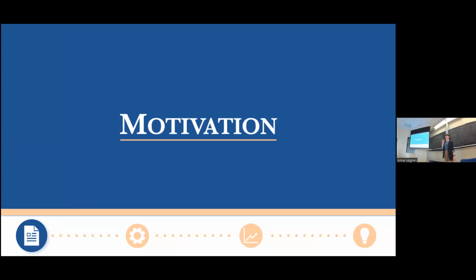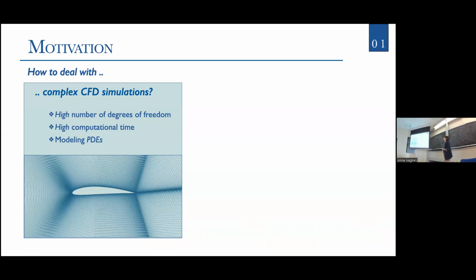Okay, I would like to start with a bit of motivation for this work. Most CFD people know that, in general, computational fluid dynamics simulations, which are the application of this talk, have to deal with very long simulations. So you have a very high number of degrees of freedom, and these simulations may last days or even weeks, even if you run them on a cluster, in parallel or on many cores.